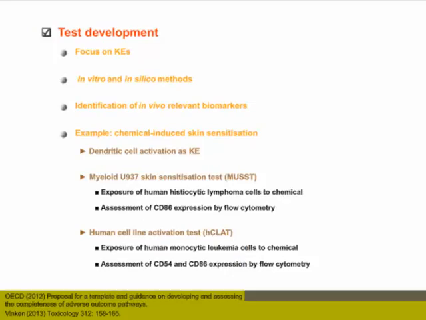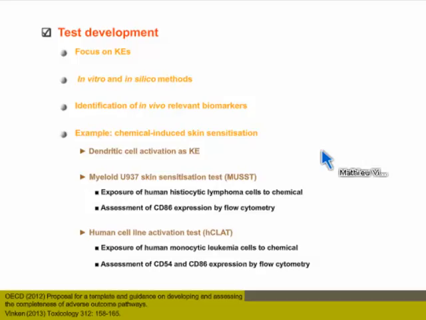The second type of application of an AOP is test development. So here the focus is not only on the MIEs, but also on the key events, which as a matter of fact can be considered as in vivo relevant biomarkers. So this can be used as the basis for the generation of new in vitro tests and by extension also in silico methods. And the example here again comes from this AOP on chemical-induced sensitization.